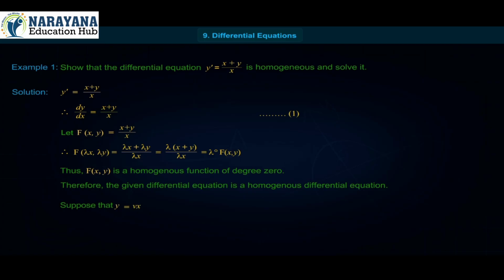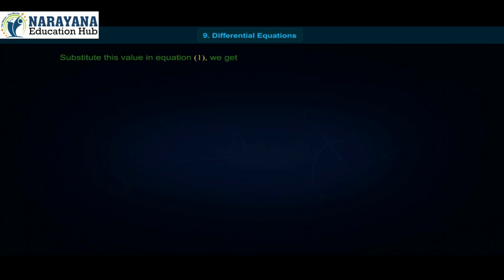Suppose that y = vx. Therefore, dy/dx = v + x dv/dx. Substitute this value in equation 1. We get v + x dv/dx = (x + vx)/x. Therefore, x dv/dx = 1 + v − v. Therefore, x dv/dx = 1. Therefore, dv = dx/x.